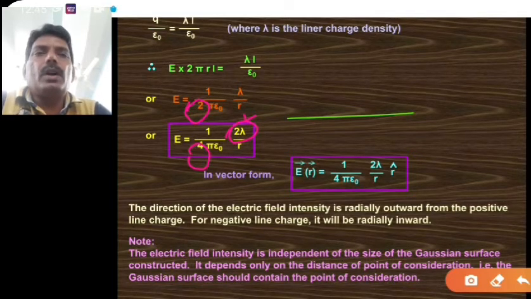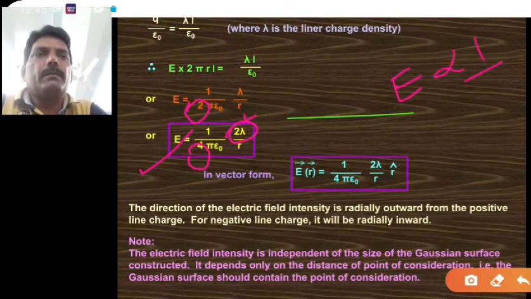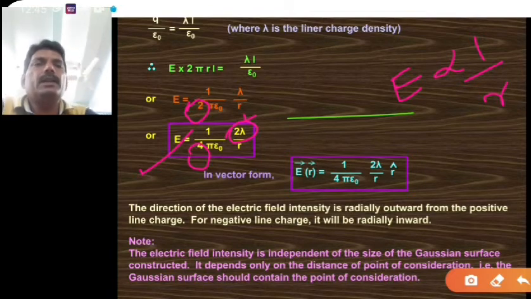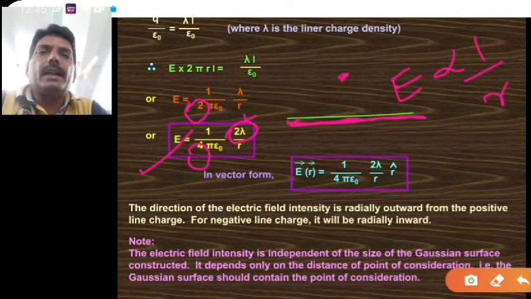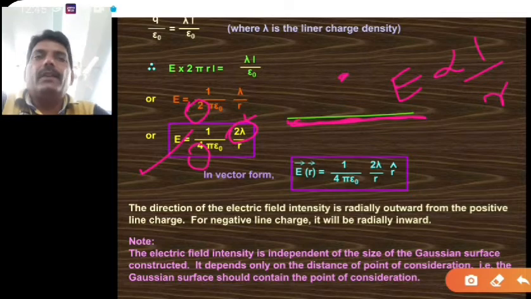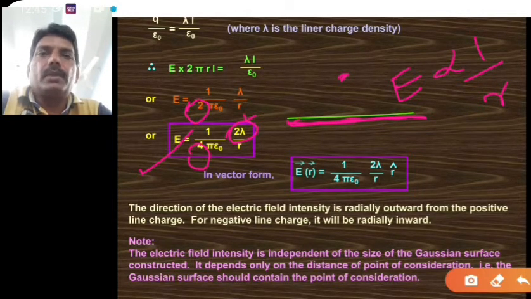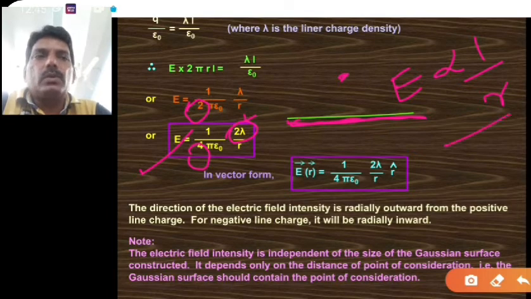What is the important conclusion you get from this equation? The important conclusion is that E is inversely proportional to R. That means if you have linear charges and you calculate the electric field at any point near that wire, the electric field intensity goes on decreasing as you go away from the wire, that is, it is inversely proportional to R.